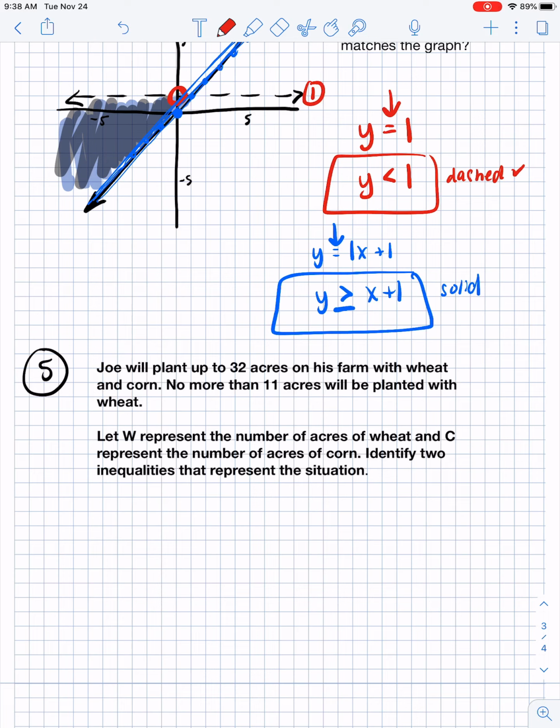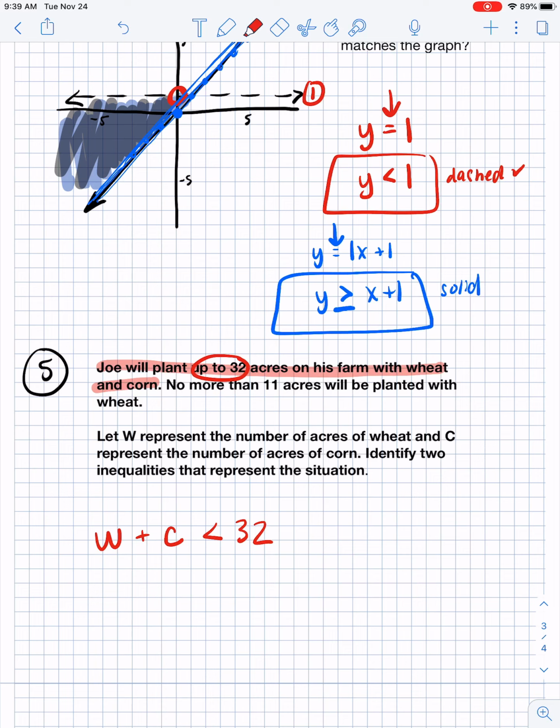Okay, so the first inequality is the first sentence here. The first sentence says, Joe will plant up to 32 acres on his farm with wheat and corn. So the amount of wheat plus the amount of corn that he plants is up to 32 acres. So that would be less than or equal to 32 acres, okay? So you can plant 32 acres. Actually, it just says up to 32 acres. It doesn't say exactly 32 acres. So I'm going to erase that equal to. So up to 32 acres, but no more than 32 acres, okay?